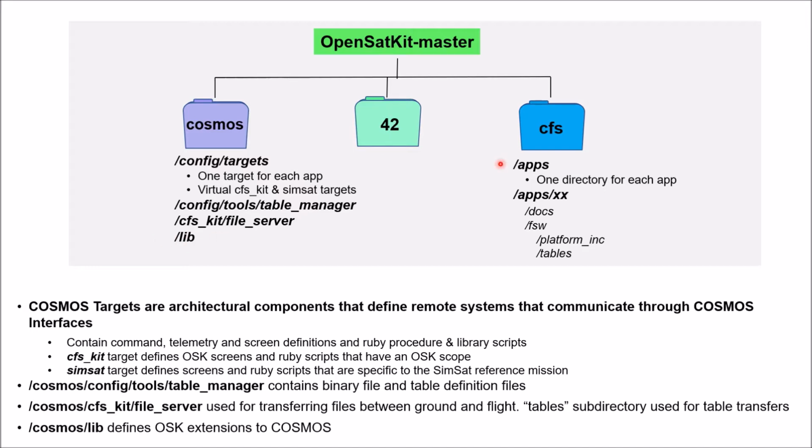OSK has not changed the default CFS directory structure. There's an apps directory that contains a directory for each app. For the community app tutorials, the important directories are the docs directory that has the app's user's guide, the flight software/platform include directory that has most of the configuration parameters, and the tables directory. In the app tutorials, I'll demonstrate how configuration parameters and tables can be used to tailor apps for your needs.